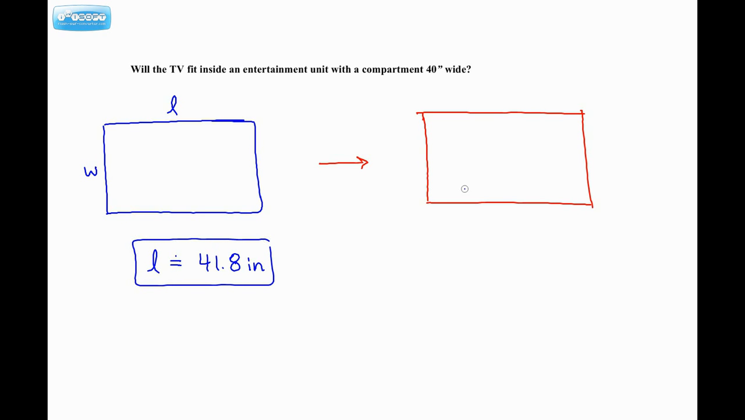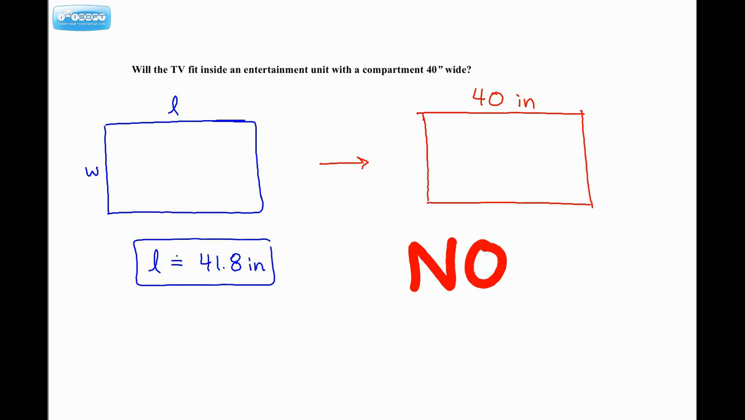Okay, well, if this is 40 inches, I think it's obvious that this will not fit. So the TV, unfortunately, is too big. What's a solution? Get a smaller TV, or get a larger compartment, or, well, do something else. So, no.